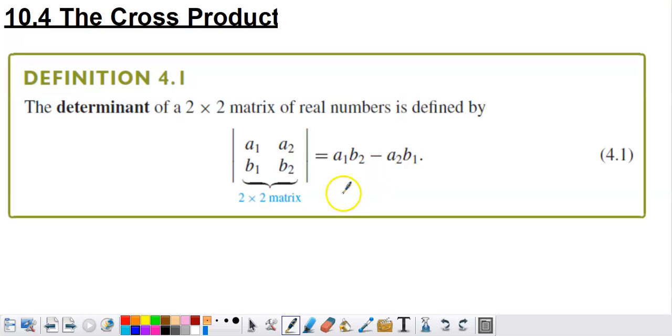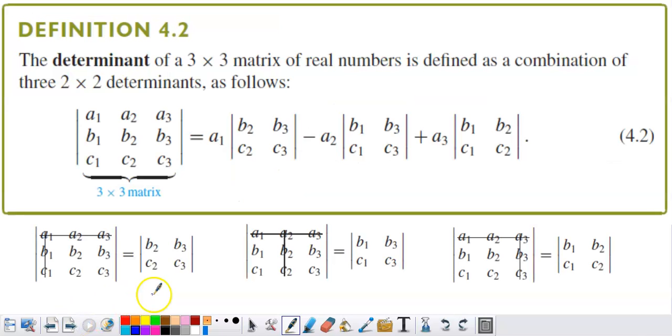Now what we really need in order to be able to compute a cross product is a 3x3 determinant computation. The way that a 3x3 determinant is defined is within this definition box at the top of the screen. You'll notice that A1, A2, and A3 are the values from the top row of that matrix. And if you look at where A1, A2, and A3 show up within the formula on the right side of this equation, they are the coefficients of 2x2 determinants.